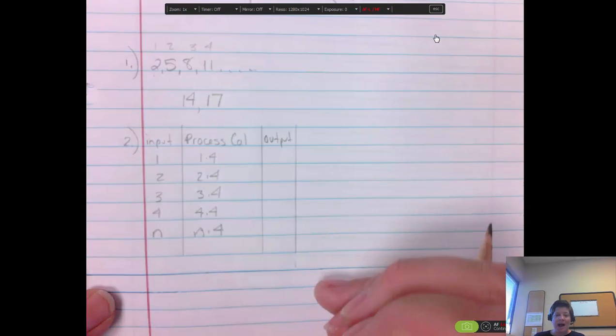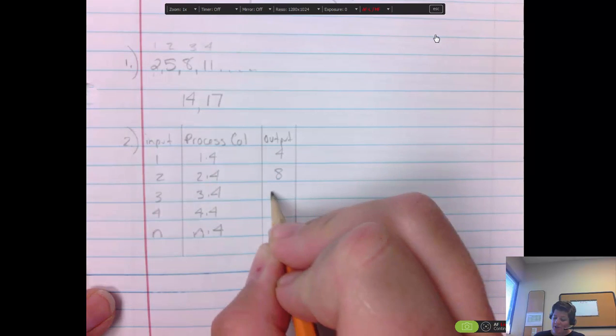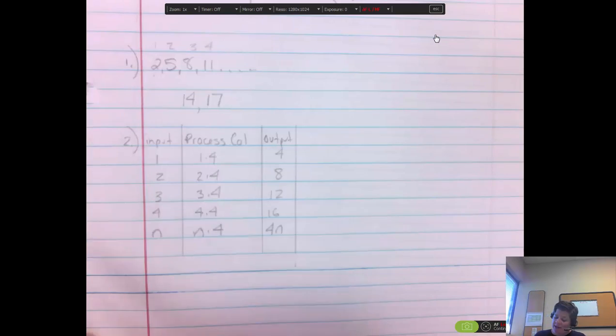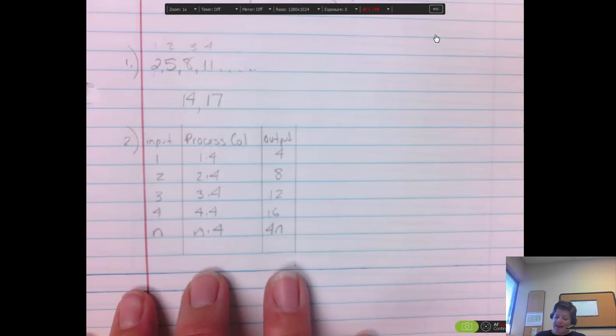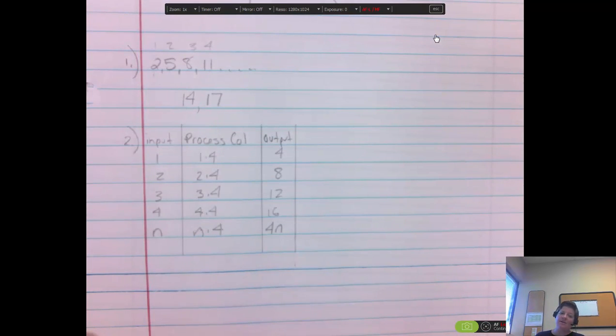And then you could write your outputs from that process, which would just be 4, 8, 12, 16, and I'd like to write this as 4n instead of n4. That's just the way we usually write it, the number first, then the letter. So here we go. This is our input-output, and we have the expression that represents this pattern as well.